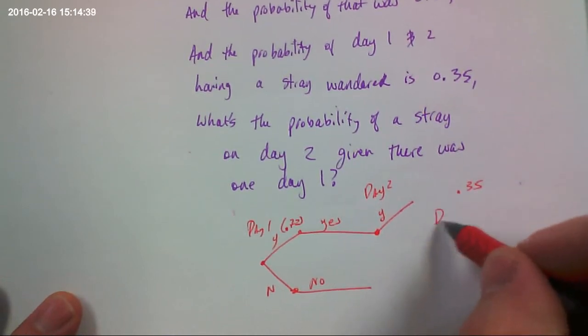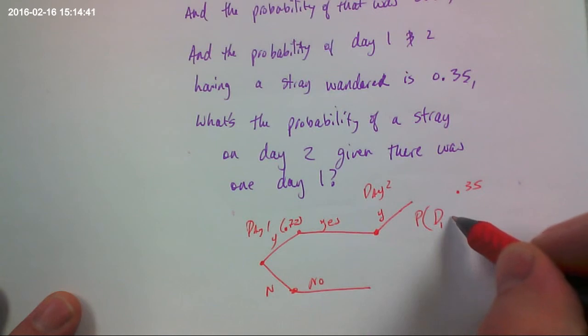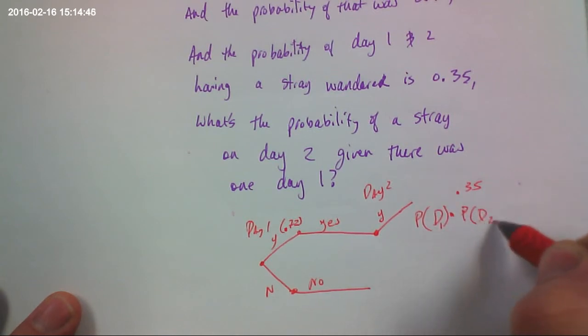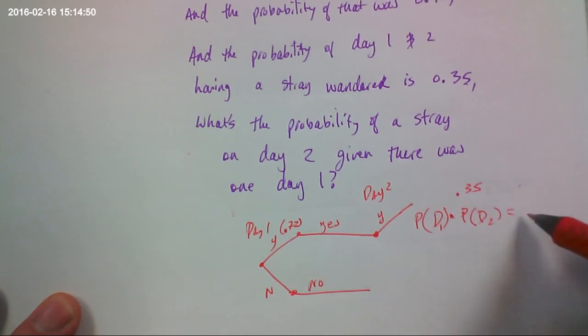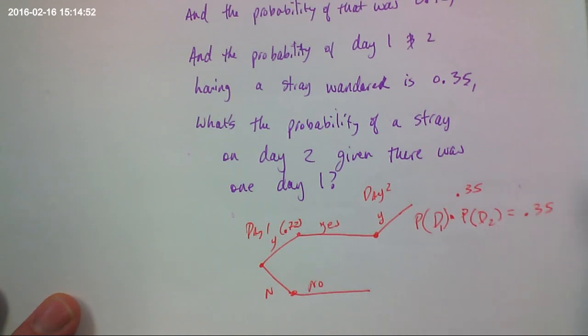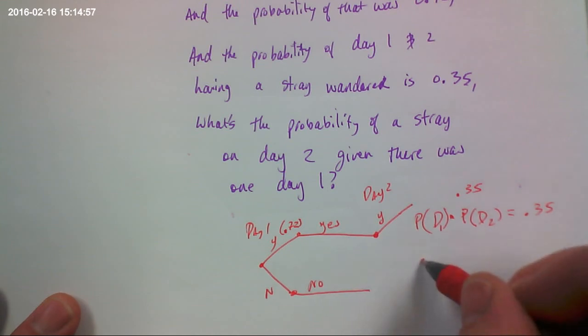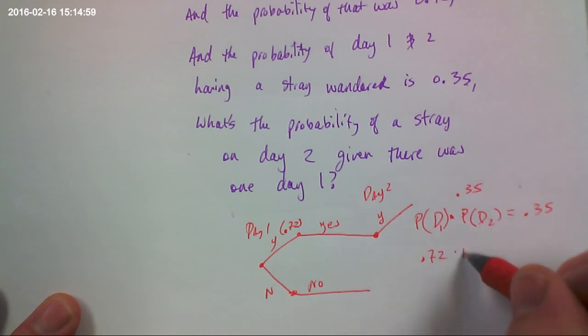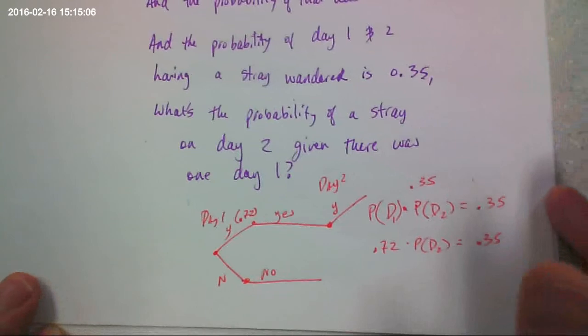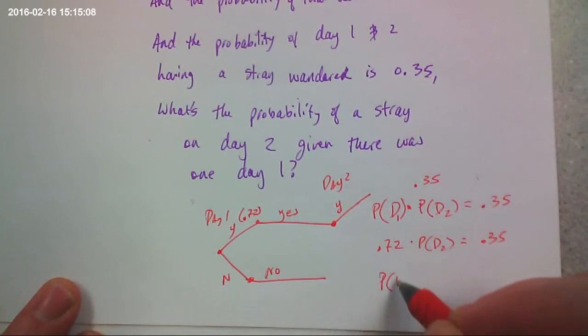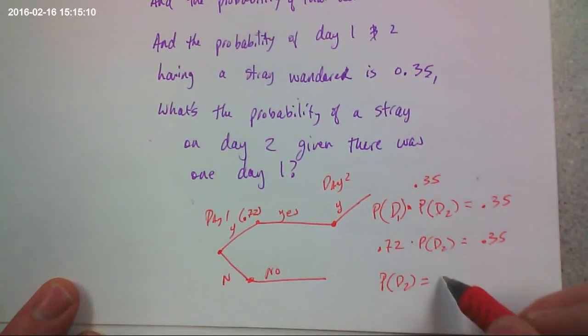0.35. So the probability of day one times the probability of day two, because that's how you use the tree diagram, equals 0.35. Do you see how to solve it? Yeah, you just plug in what you know. And you solve it. See how that works? We're going to do a bunch of these in detail in the near future.